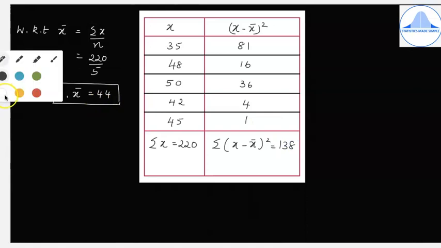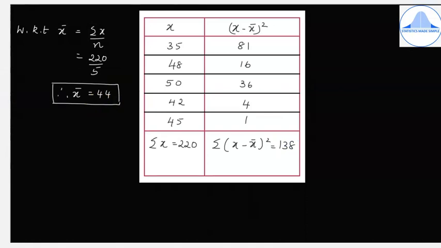Now that we know the summation x minus x bar whole square value, let us find out chi-square. So therefore, chi-square is equal to the formula summation x minus x bar the whole square divided by sigma naught square. So it is 138 divided by 30. You will get chi-square is equal to 4.6.